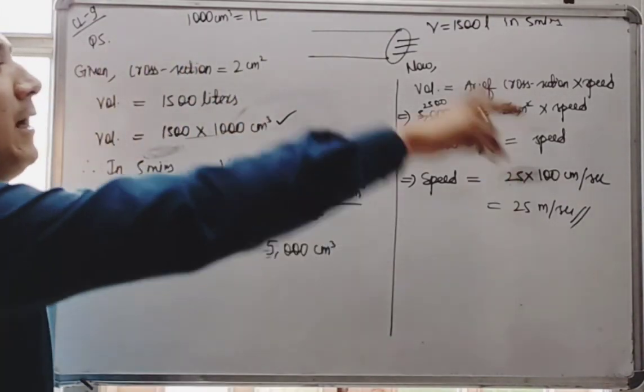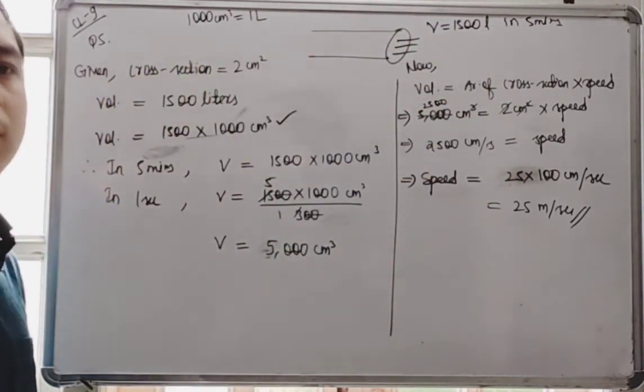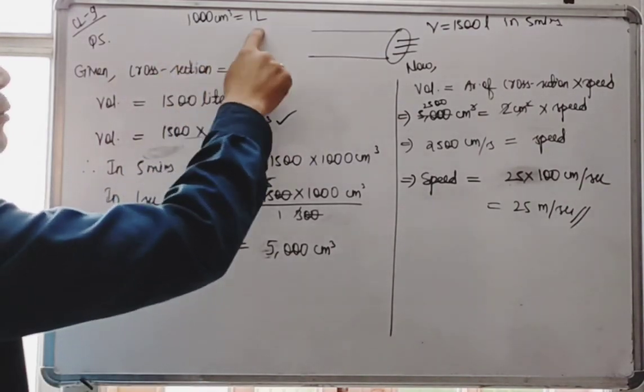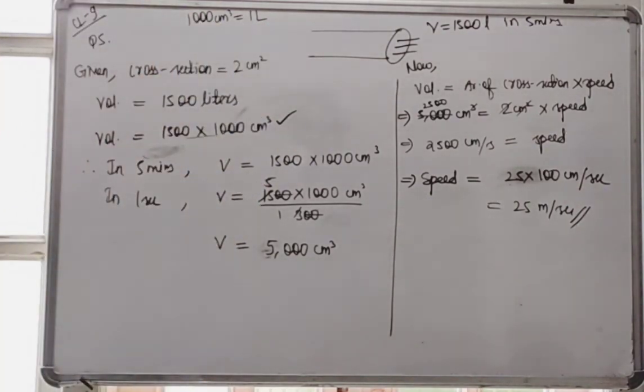Please take a whole time to understand this, okay, and do it properly. The conversion for centimeter cube to liter is this. 1000 centimeter cube equals to 1 liter. So please pause the video, note it down.